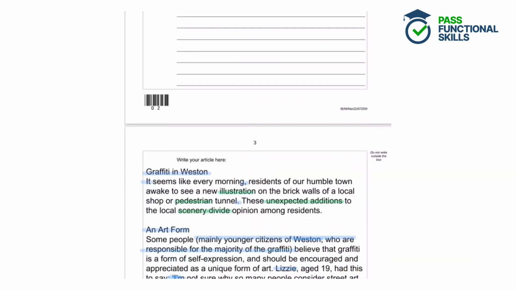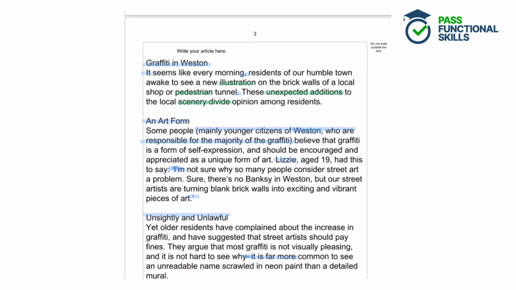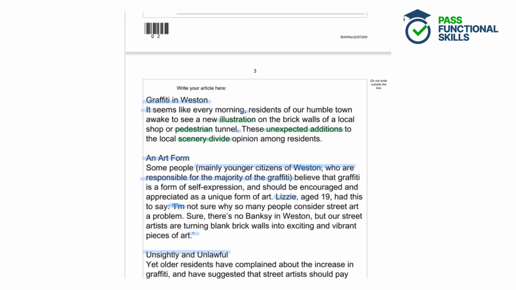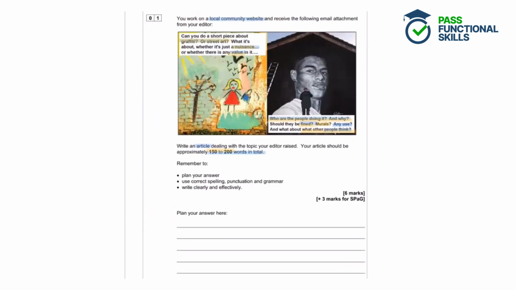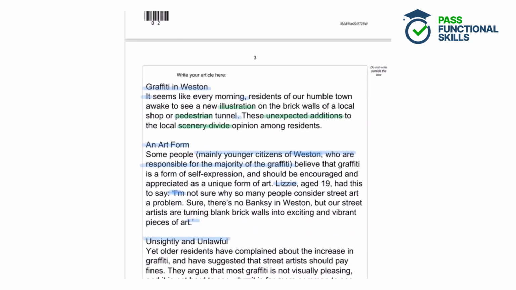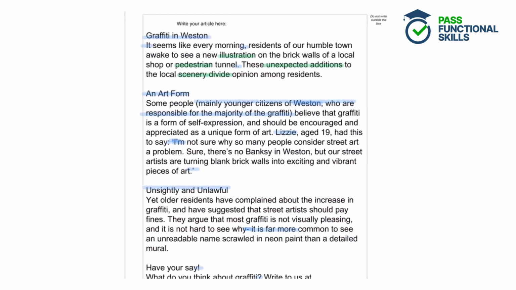And this answer meets that word count. We've also included appropriate details. So the question asked for several answers to these questions, talking about graffiti or street art, whether it's a nuisance, if it has any value, who is doing it and why, what about murals, should the people doing it be fined, and what do other people think? And we've answered loads of these questions in this answer.